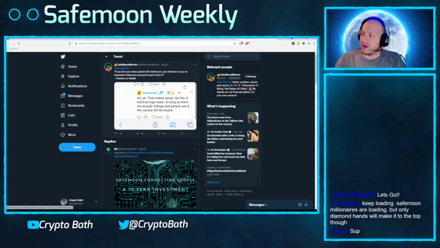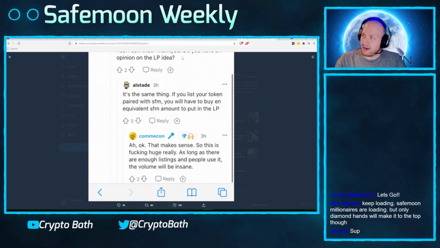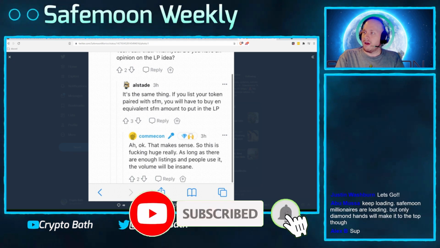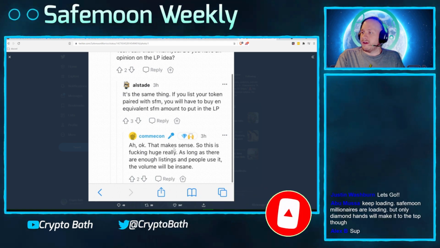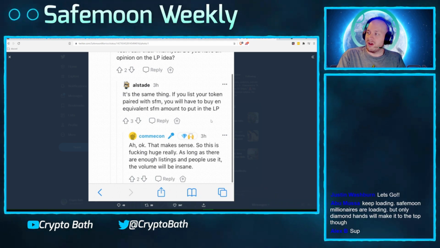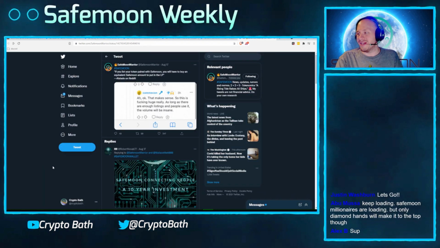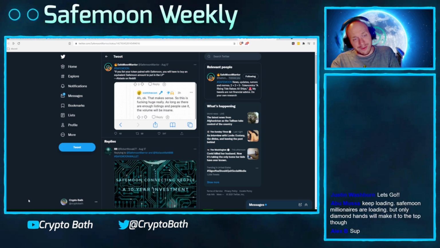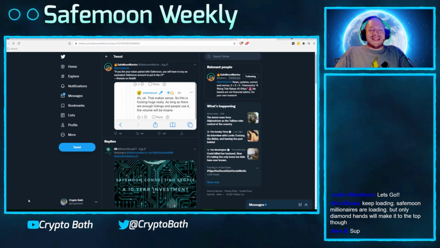But let's go ahead and give this a quick little read here. Someone said, you know, anything on the LPID. It's the same thing. If you list your token paired with SafeMoon, you'll have to buy an equivalent amount of SafeMoon and put it in the liquidity pool. So it's huge, really. As long as there are enough listings and people use it, the volume will be insane. Basically, a similar conclusion, with a little less eloquence than what we have been saying there.